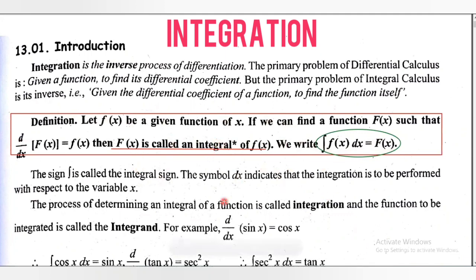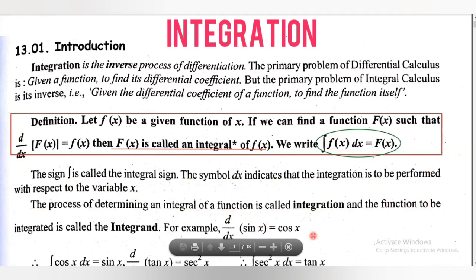After the definition of integration, the elongated sign is called the integral sign. The symbol dx indicates that the integration is to be performed with respect to the variable x. The process of determining the integral of a function is called integration, and the function to be integrated is called the integrand.